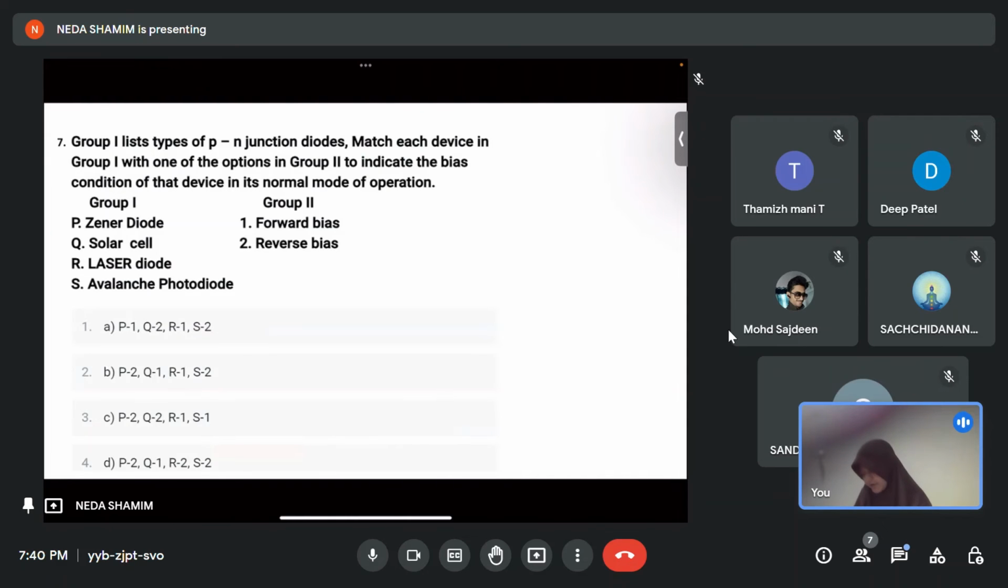Here there is a group 1. It lists quite a number of diodes, and group 2 lists the bias associated with these devices, either forward bias or reverse bias. So tell me, is the diode forward bias or reverse bias? Reverse. Yes, diode reverse bias. Therefore, P goes to 2. Solar cell, forward bias or reverse bias? Reverse. No, the solar cell will act in forward biasing. It will produce current, but it is in forward biasing. So Q goes to 1.